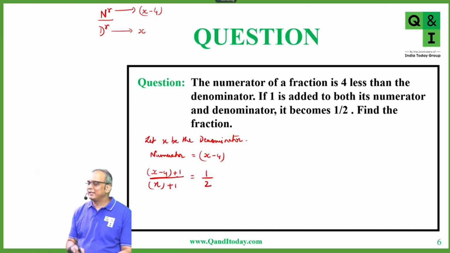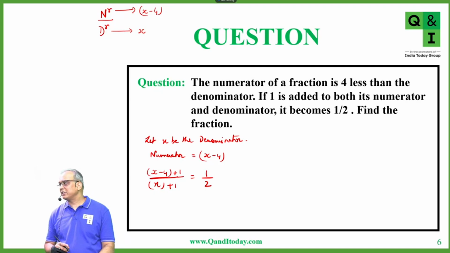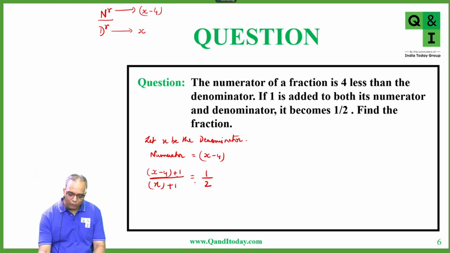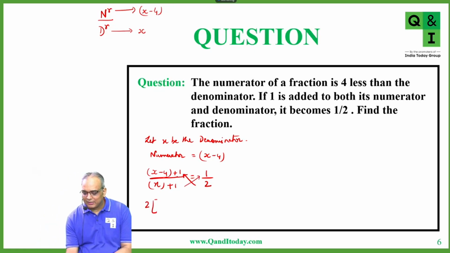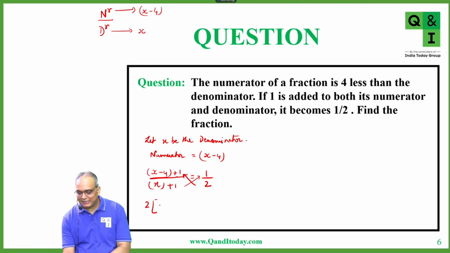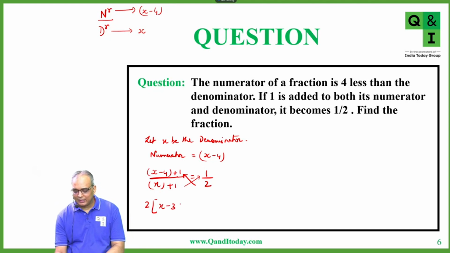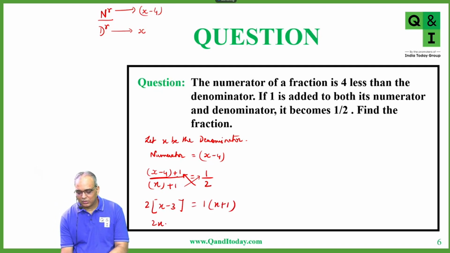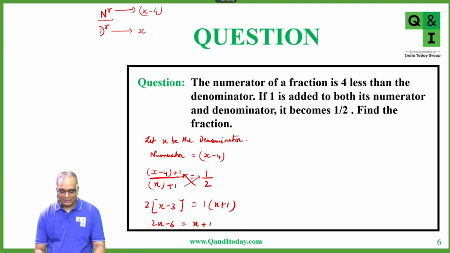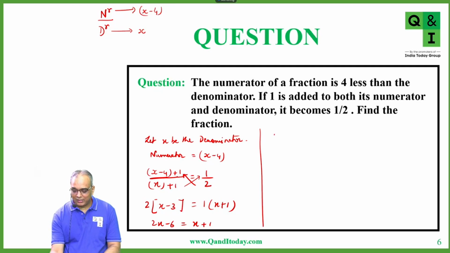Is this clear? Is this mathematical statement, the equation, clear to everyone? Okay. So now what we do is we cross multiply this. So you will get 2 times x minus 4 plus 1, means x minus 3, right? 2 times x minus 3 is 1 times x plus 1. So this is 2x minus 6 is x plus 1. Take x on the other side. So we'll get 2x minus x is 1 plus 6, or x is equal to 7.